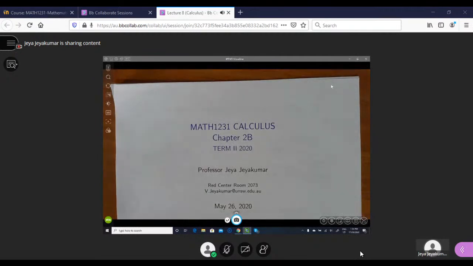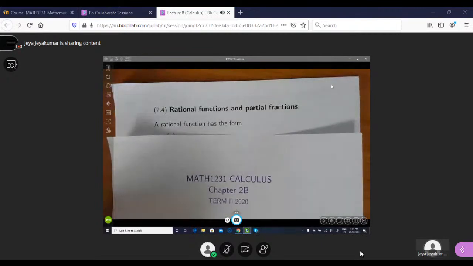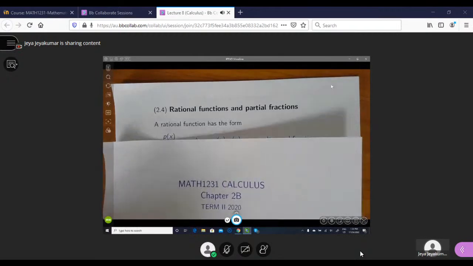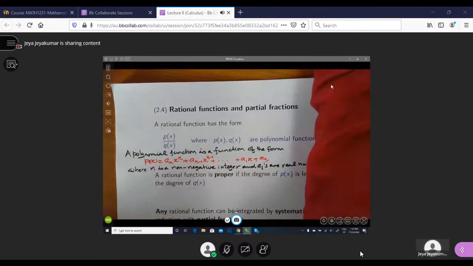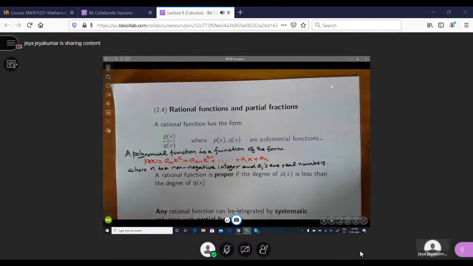Today, I'm going to go through chapter 2B. Today and also Friday, we'll cover the material on chapter 2B, on integration of rational functions and the partial fraction technique. Okay. Now, first definition.